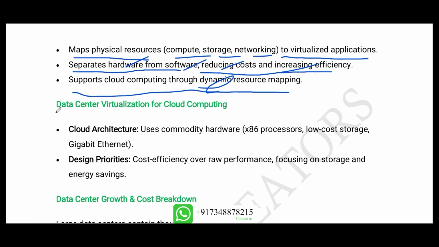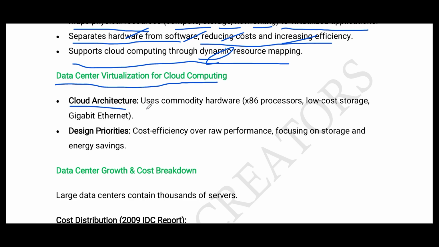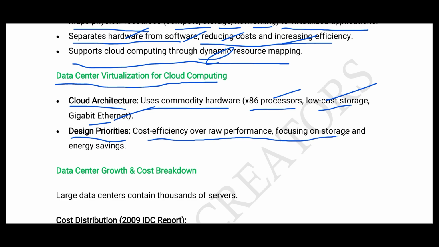Next is data center virtualization for cloud computing. Cloud architecture uses commodity hardware, like x86 processors, low cost storage and gigabit ethernet. Design priorities: cost efficiency over raw performance, focusing on storage and energy savings.